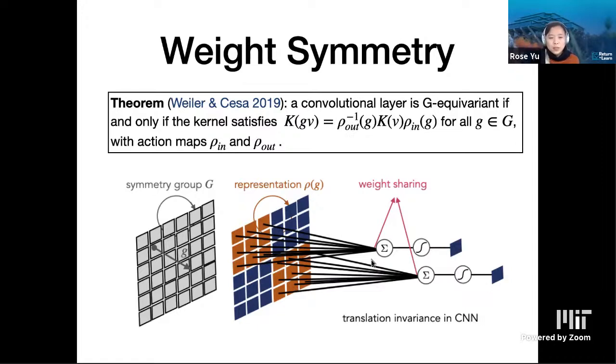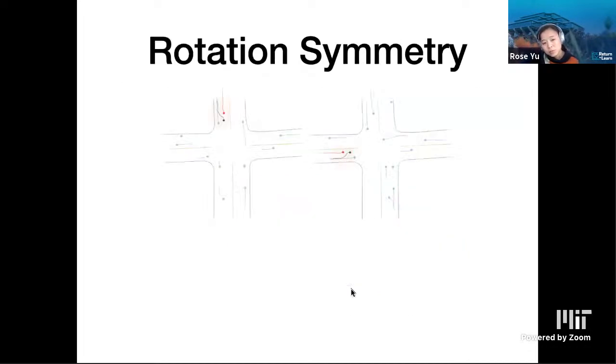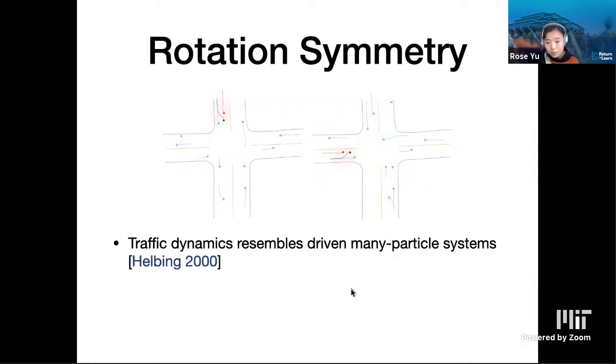So we can simply generalize this idea of weight sharing to many other groups, right, by constructing different types of representation and implementing the weight sharing scheme. And that's precisely what we did for modeling the problem of traffic flows. Our model is built on the key insight that we can resemble the traffic dynamics of many particle systems, which has been discussed in the classic paper by Helbing in 2000. Because we can consider cars as many particles.